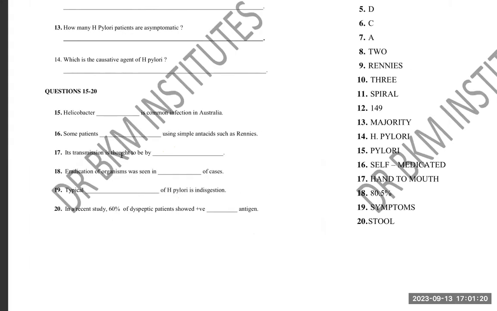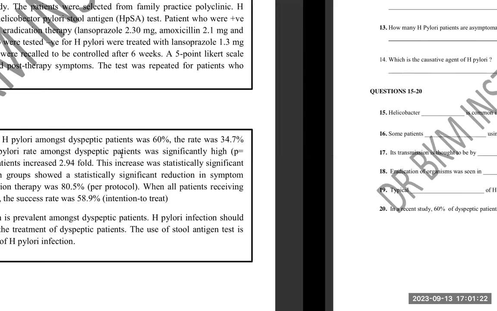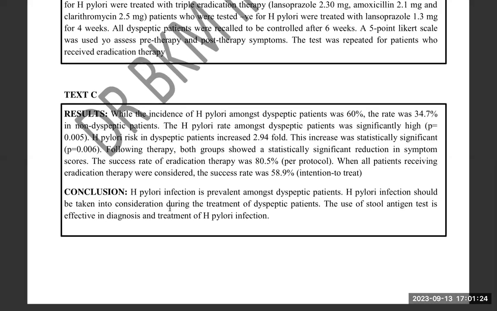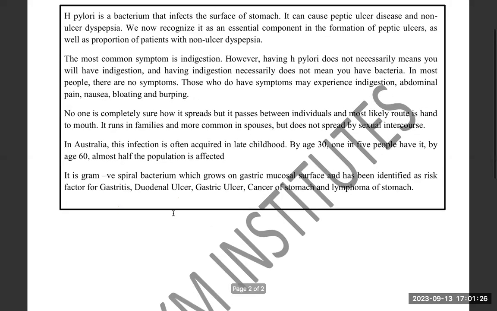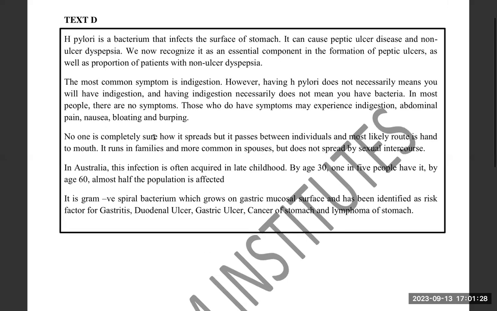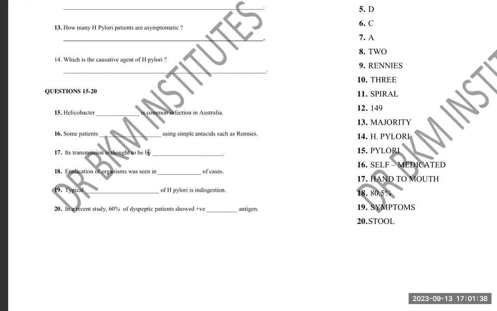Again, I forgot the question. Its transmission is thought to be by. So how does the transmission happen? We were reading about transmission somewhere. Transmission. Now when it has spread, the most likely route is hand to mouth. So transmission is hand to mouth, more common in spouses, but does not spread by intro. Thought to be by hand to mouth should be my answer. I do not have any other option.